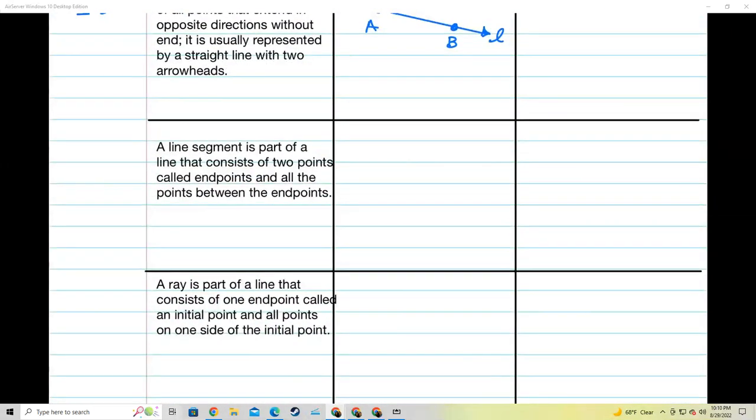The third one says a line segment is part of a line that consists of 2 points called endpoints and all the points between the endpoints. So what would that picture look like? That picture would look like something like this. And we're going to go ahead and put in some extra markings here as well. So the vocabulary word for this one is line segment. I'm going to go ahead and highlight that in yellow.